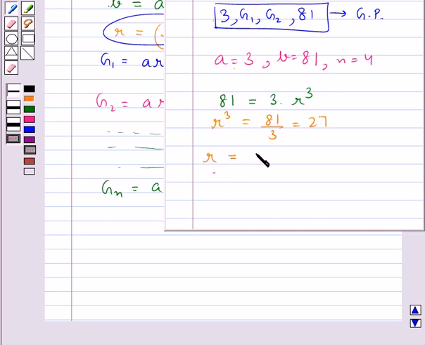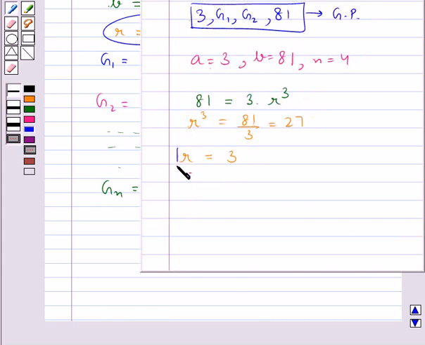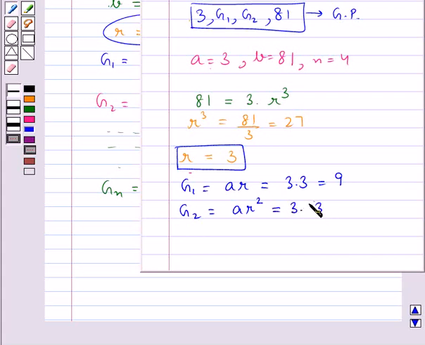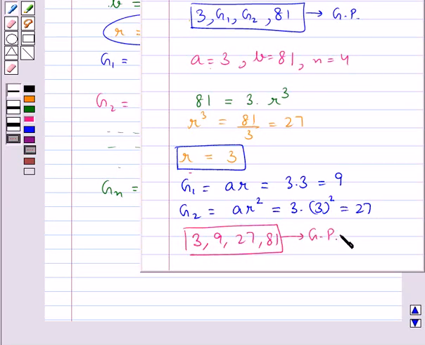to 3. Now we have got R equal to 3, so G1 is equal to A into R, which is equal to 3 into 3, equal to 9. Then G2 is equal to A into R to the power 2. This becomes equal to 3 into 3 to the power 2. That is equal to 27. So, we get the sequence as 3, 9, 27, 81, which is a GP. So, this is how we insert any number of terms between any two given numbers to get the resulting sequence, a GP.